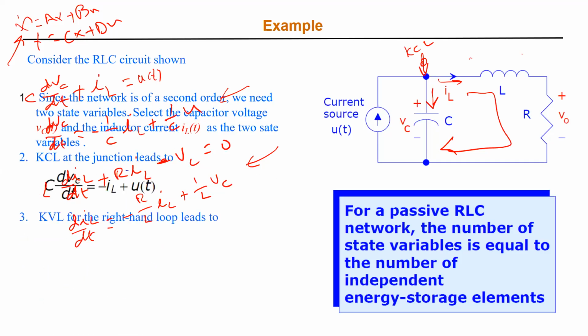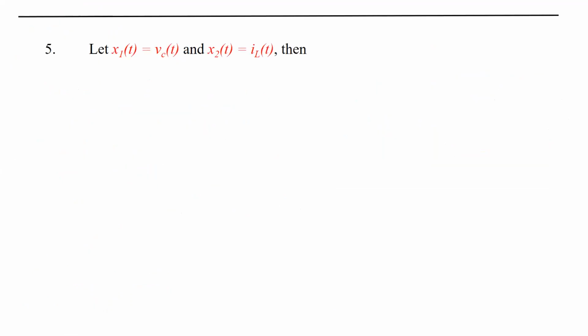By the way, what's the output? What's Y going to be? Or V out, sorry. What's V out equal to? It's I_L times R, R I_L. So this is what we have.